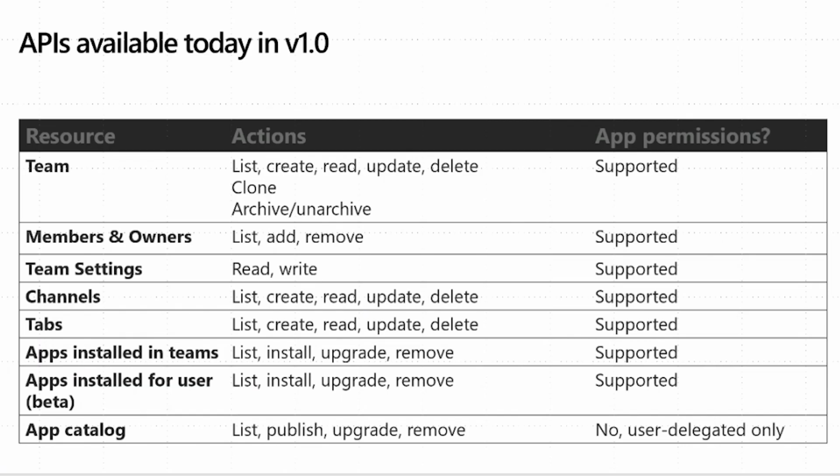So just to recap, some of the APIs we have available in V1 today, we have APIs for working on teams, for doing members and owners, for dealing with team settings, channels, tabs. We showed apps that are installed into a team. We showed apps installed for a particular user. And we didn't even talk about app catalog except in passing. The app catalog is the list of apps in the store along with the list of apps in your tenant catalog of apps. So we have full APIs for accessing those.